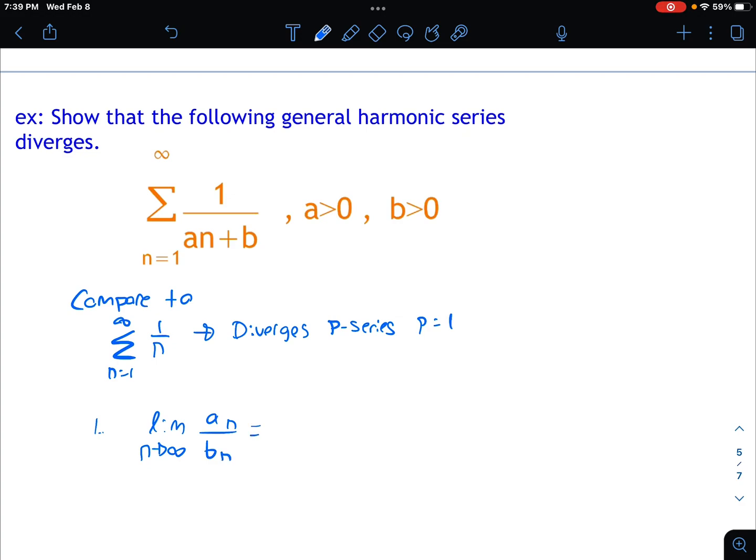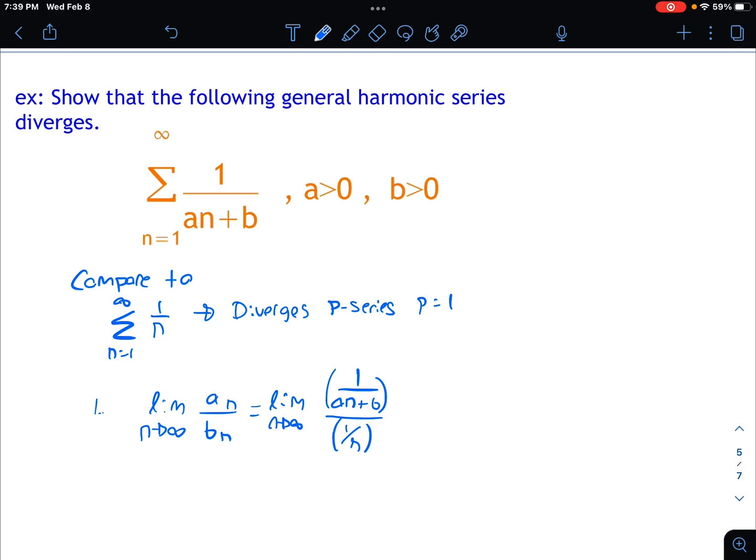And we're going to see if it approaches a value, a number. Okay? So we're going to take 1 over a sub n, a times n. I forgot to write the limit. The limit as n approaches infinity of 1 over a times n plus b, divided by 1 over n. Okay? This looks like something we're going to want to multiply by the reciprocal of because we have a fraction over a fraction. So we're going to take the limit as n approaches infinity of 1 over a times n plus b times n over 1.